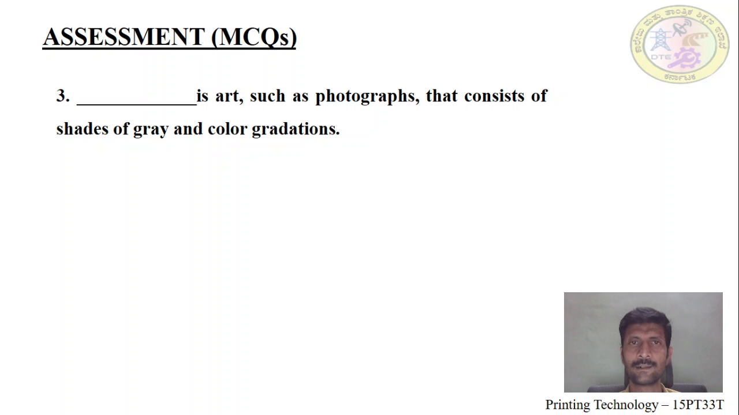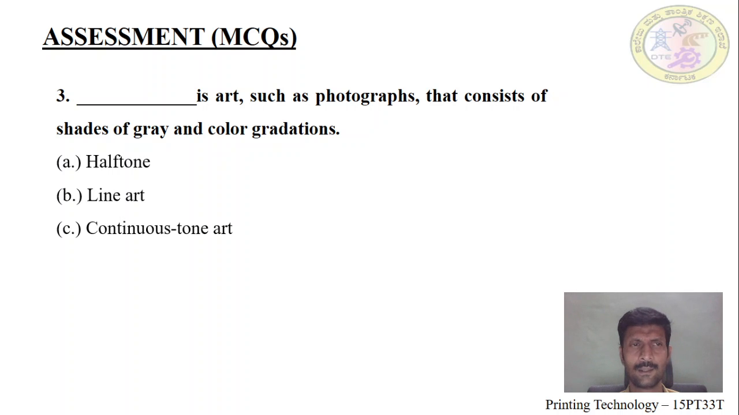Dash is the art, such as a photograph, consisting of shades of grays and color gradation. There are no lines or sketches in this art. What is it called? Halftone, line art, continuous tone art. Halftone, I clearly told you there are pixels. There are no tonal or color gradations. None of the above.